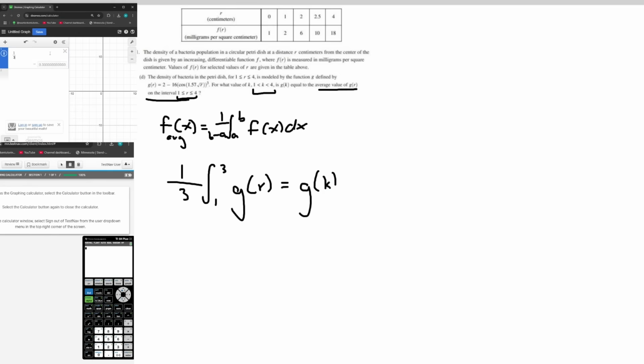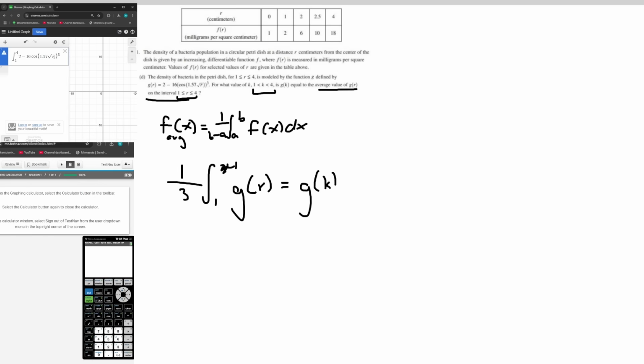So 1/3, and this, by the way, should be 4. So 1/3 times the integral, and you can get that just by typing in int into the computer. So 1 to 4, and then g of r. So you would do 2 minus 16 cosine of 1.57 square root r, and then end all of this, and then cubed, right? And then make sure that you are in radians, and you get a problem, right?